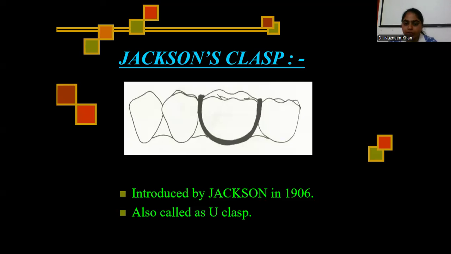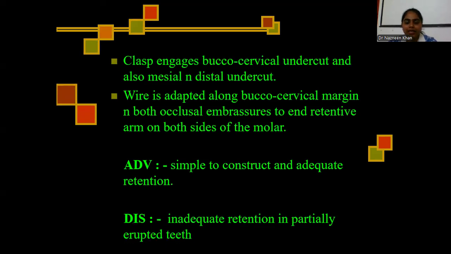The Jackson clasp, introduced by Jackson in 1906, is also called the U clasp. The clasp engages buccocervical undercuts and also mesial and distal undercuts. The wire is adapted along the buccocervical margin in both occlusal embrasures to end in a retentive arm on both sides of the permanent molar. Advantages: simple to construct and adequate retention. Disadvantage: inadequate retention in partially erupted teeth.